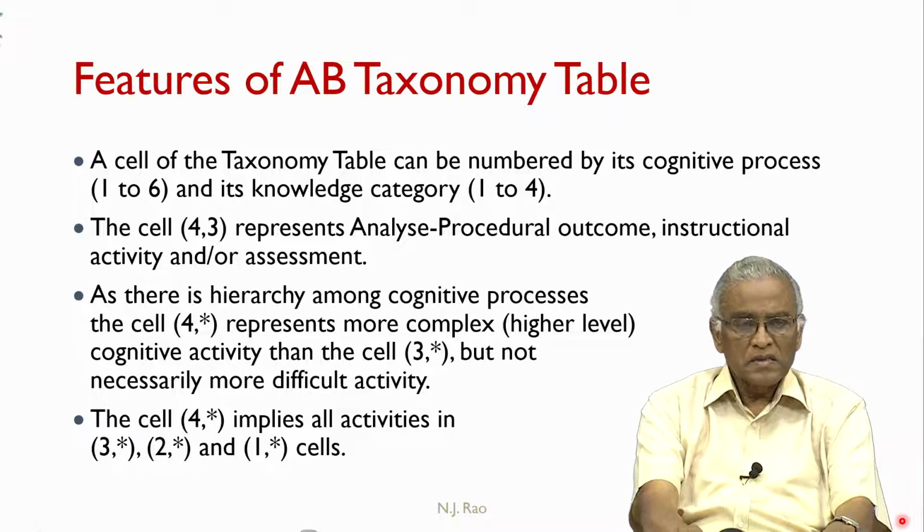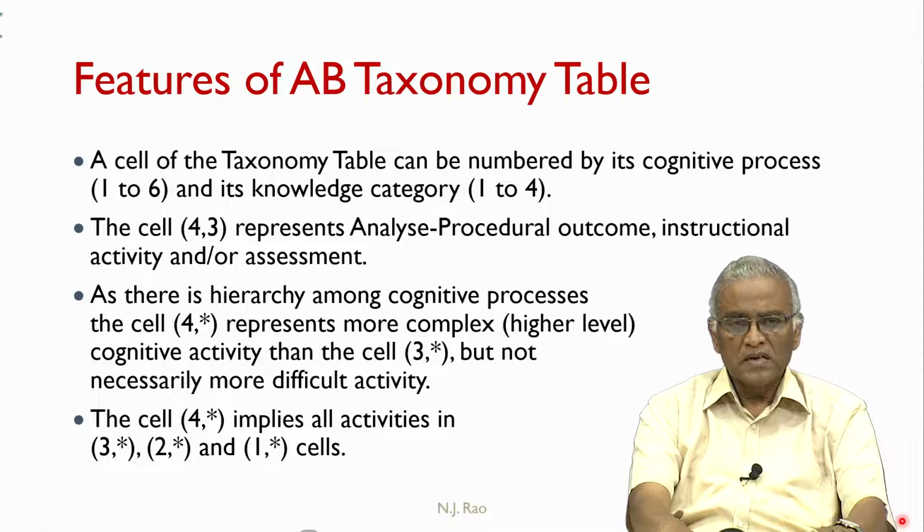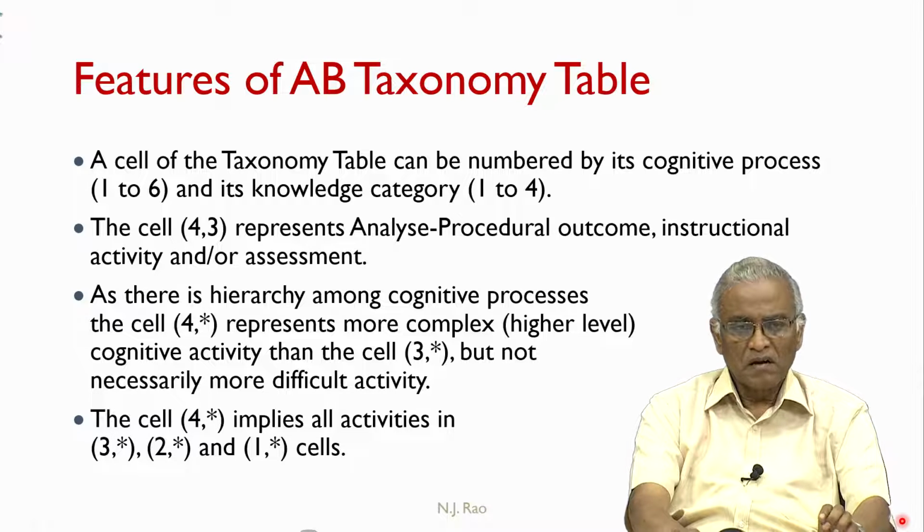And another thing is there is a hierarchy, as we acknowledge, among the cognitive processes. So, all the cells representing the cognitive process analyze, that is 4, star, where you can put any of the knowledge elements, represent more complex or higher level cognitive activity than the cell 3, star, but not necessarily more difficult activity.